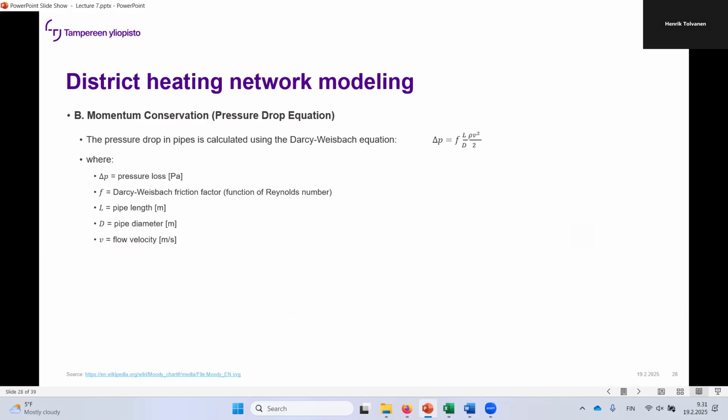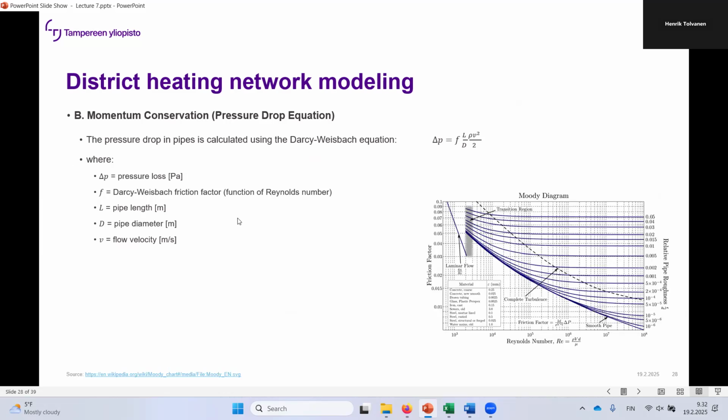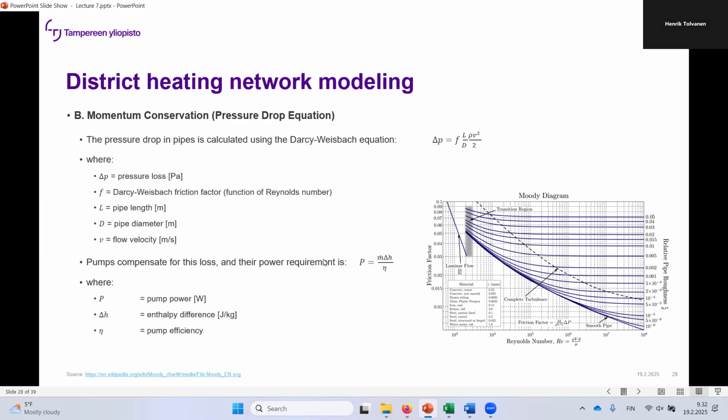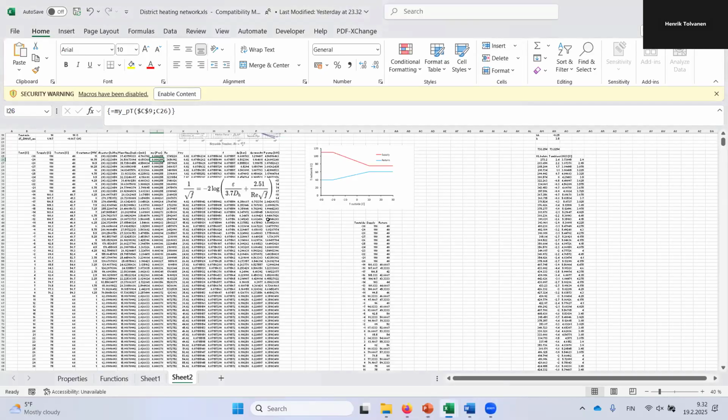So momentum conservation. So this is the Darcy-Weisbach equation, and that's derived from the Bernoulli equation. So Darcy-Weisbach enables you to calculate the pressure drop, pressure loss. And this is going to be the same for the gas transmission network. So in here, you just need to calculate the Darcy-Weisbach friction factor. And in the exercises, we're going to go through this by using the Colebrook equation. The Colebrook equation is somewhat tricky. I guess I have the equation in here.